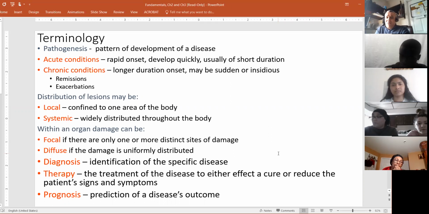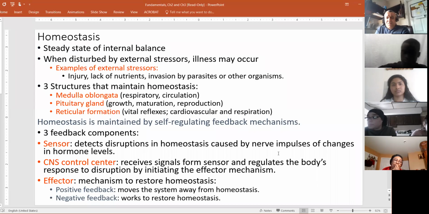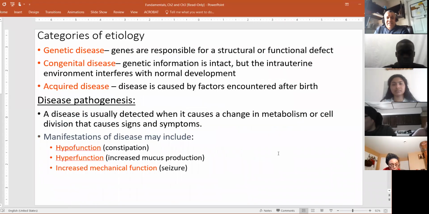What is diagnosis? When you identify the specific disease, we call that diagnosis, like when you do an X-ray, an ultrasound, or a blood test in order to diagnose a disease. Therapy, prognosis, homeostasis, and I'm sure you went over these in different courses.